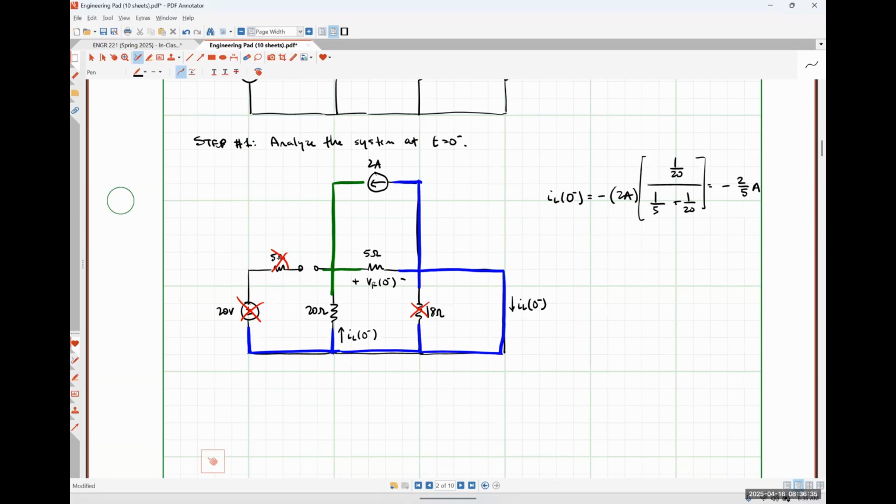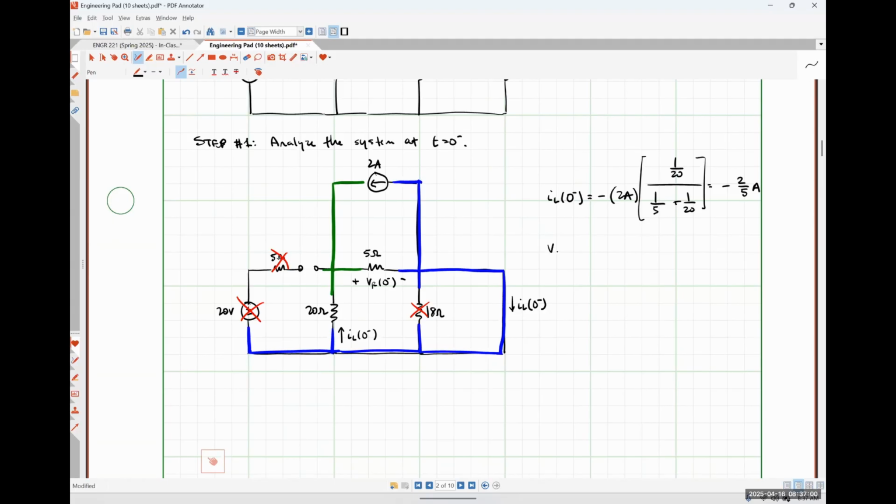Zach. Sorry, what? It's utter overkill because there are only 2 nodes. One of them is ground. Right. But what I'm saying is you're setting up an equation when we could just use Ohm's law. So why not just use Ohm's law?